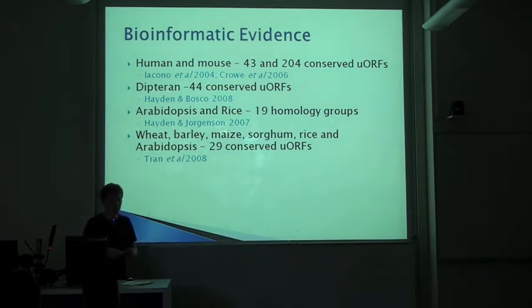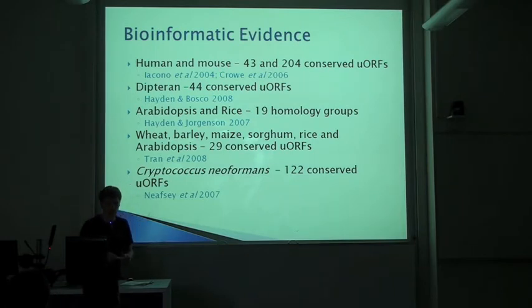Tran et al. also looked at plants. He looked at the 5 cereals, wheat, barley, maize, sorghum, and rice, and he identified 29 conserved UOFs for 5 out of 5 of those species. He identified a further 150 UOFs that were conserved between 4 out of 5 of the species and 3 out of 5 of the species. He also identified 15 conserved UOFs between Arabidopsis and rice.